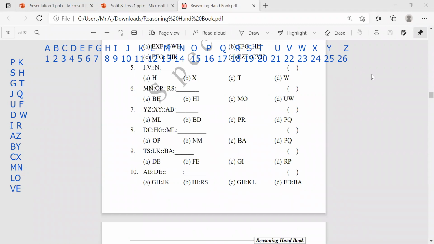7, ZA. Okay, ZA is also not there in the options. Okay then, the 8th one: DC, DC in reverse order. HG in reverse order. And next, you take 12.